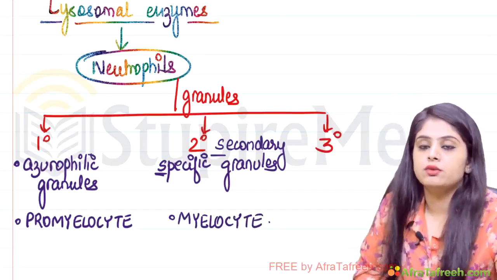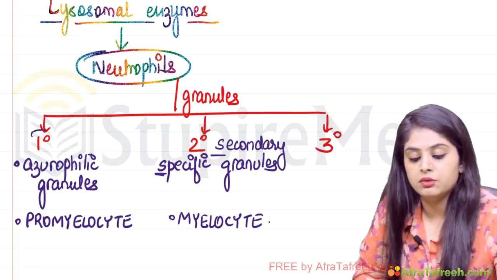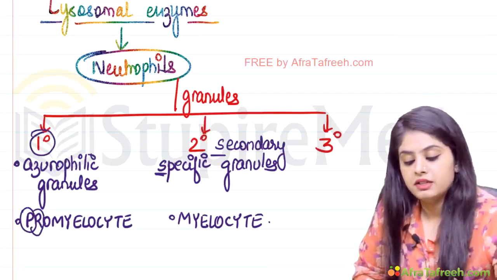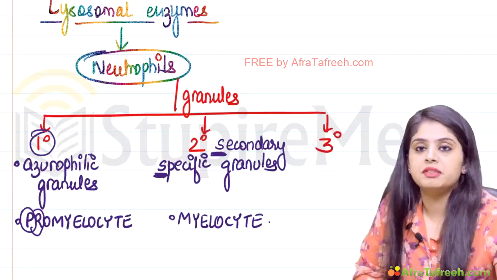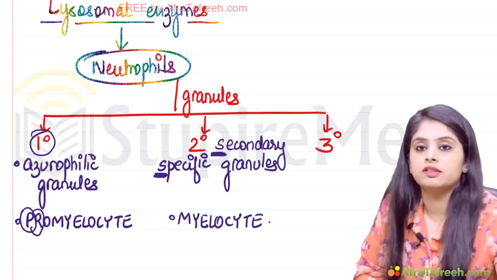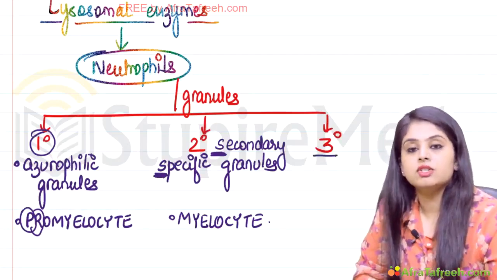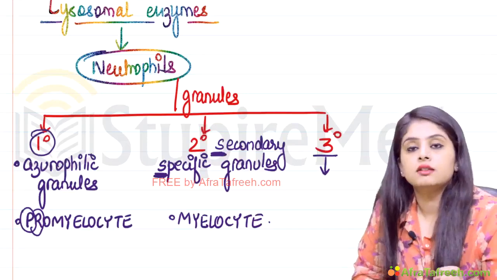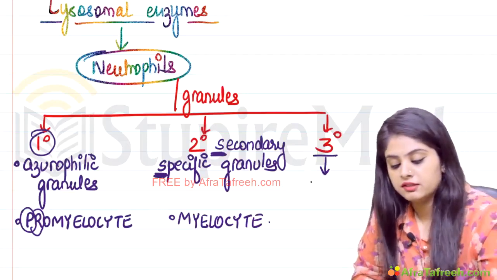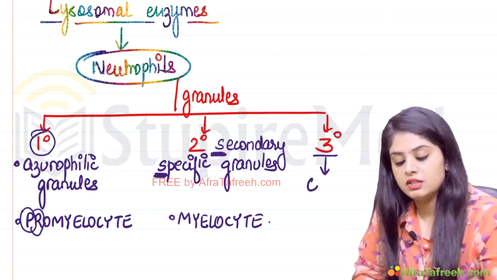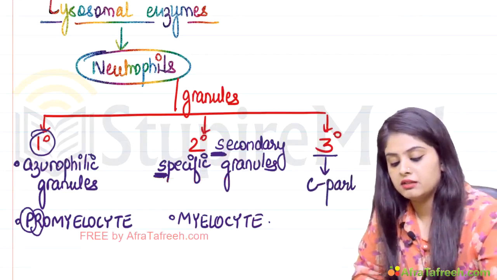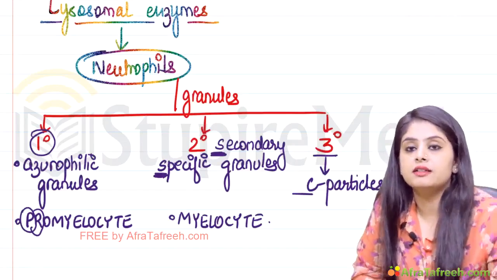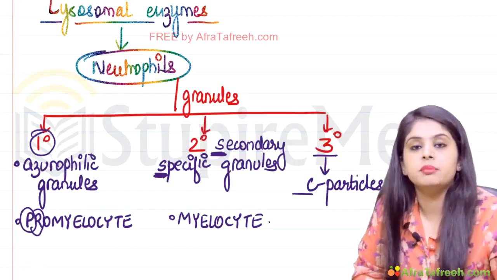So primary are known as azurophilic, present in the promyelocyte. Secondary, S for secondary, are the specific ones, present in the myelocyte. Tertiary is written as 3. How will we remember this? The third letter in the alphabet series is C. That is why the tertiary granules are also known as the C particles. C is the third letter in the alphabet chain, so tertiary granules, C particles.